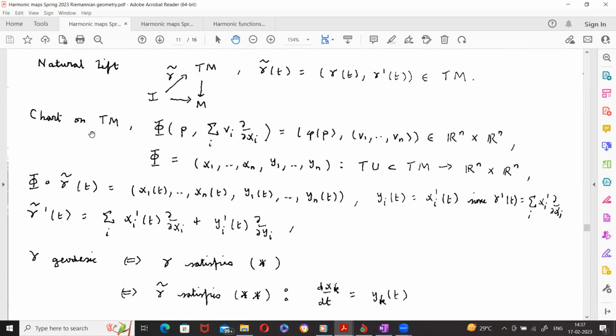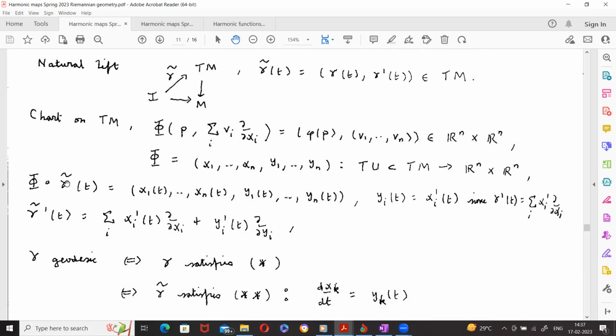So we need to look at charts on the tangent bundle. Those come from the charts on M, right? So given a chart little phi on M, we get a chart capital Phi on the tangent bundle, which sends p together with a tangent vector at p, sum of V_i del/del x_i, to the point phi(p), comma V_1 to V_n in R^n cross R^n, right? So Phi is given by 2n coordinate functions, x_1 to x_n and y_1 to y_n, from the tangent bundle into R^n cross R^n.